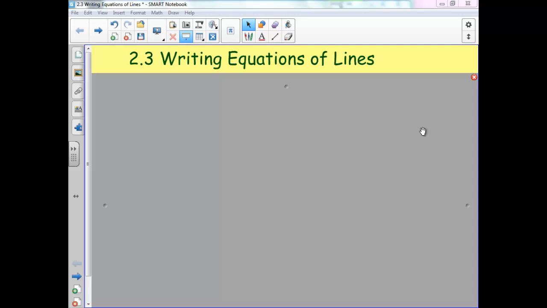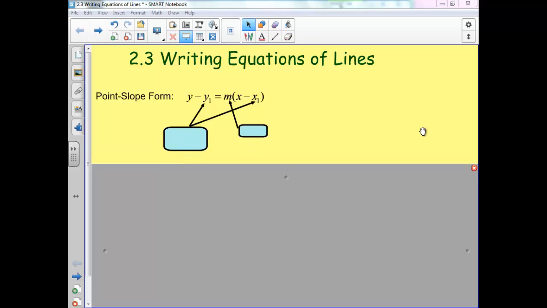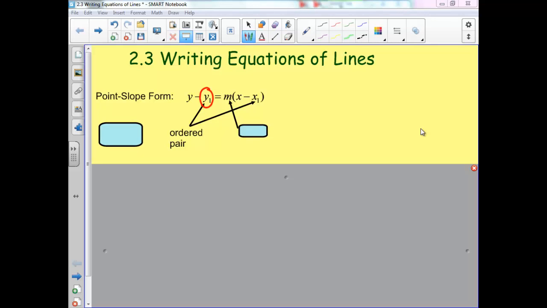Section 2-3, writing equations of lines. So first off, our first equation we're going to deal with is the point-slope form. Remember from the last two sections we've done, if there is a subscript with your x and y, that's just going to be an ordered pair. So when you have your ordered pair, we are substituting in your y value here, x value here. And from our last section, m is our slope.